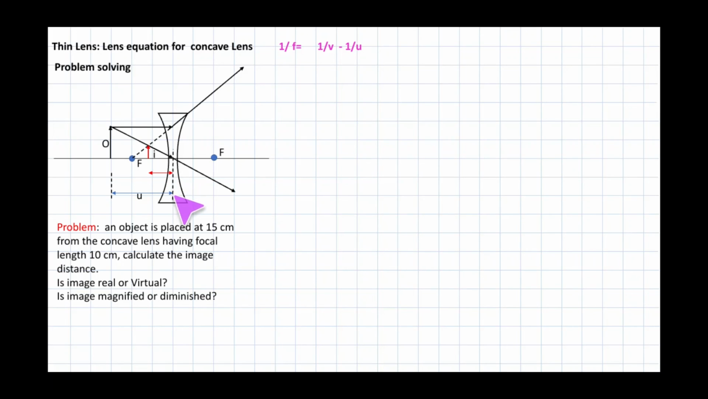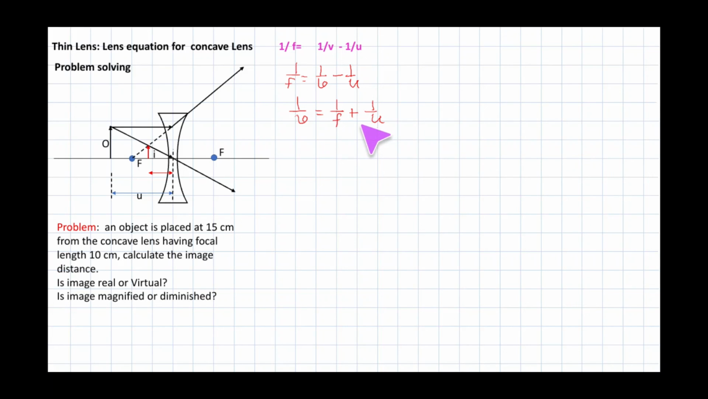So here this is the object distance, that is u, which is given as 15 centimeter. We have to find out the image distance, and the focal length is given. So from this formula we know that 1 upon f is equal to 1 upon v minus 1 upon u. Simply putting the values, we have to find 1 upon v, so we can say that 1 upon v is equal to 1 upon f plus 1 upon u.